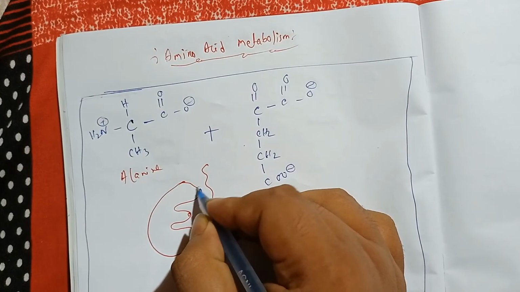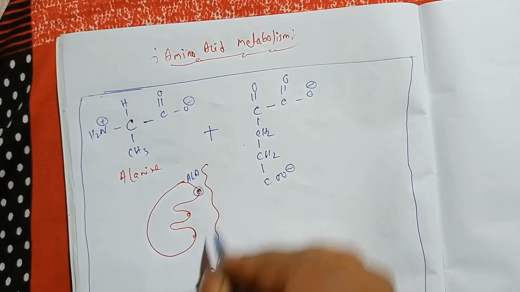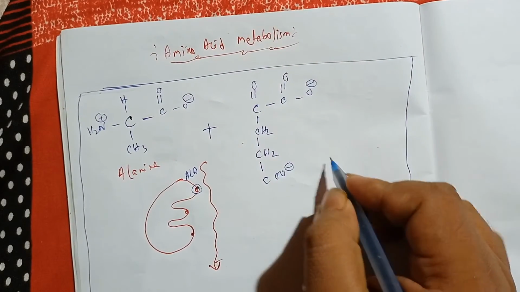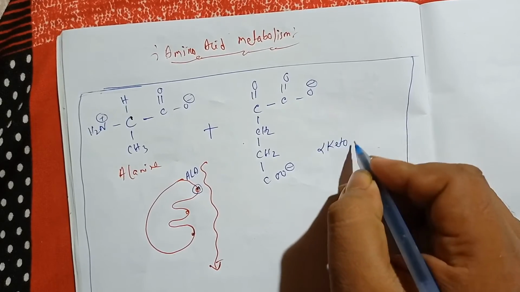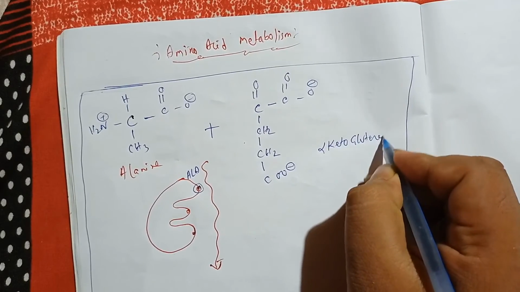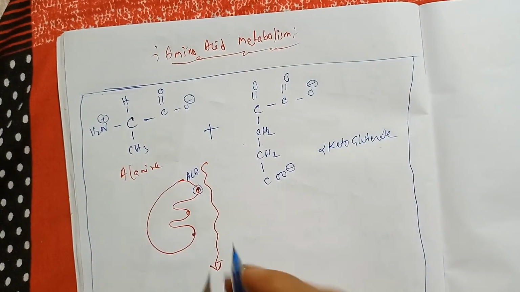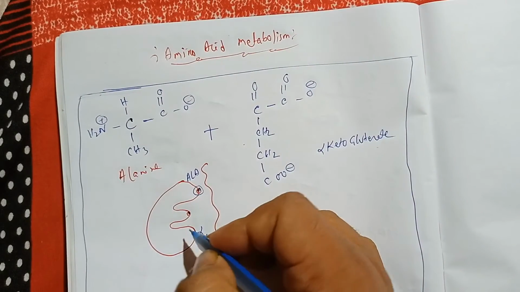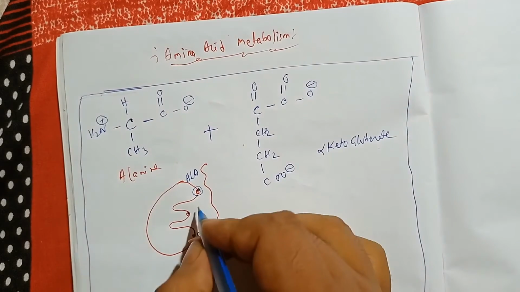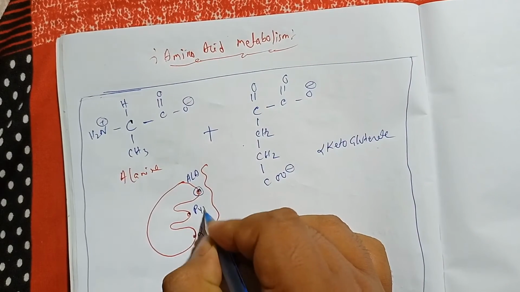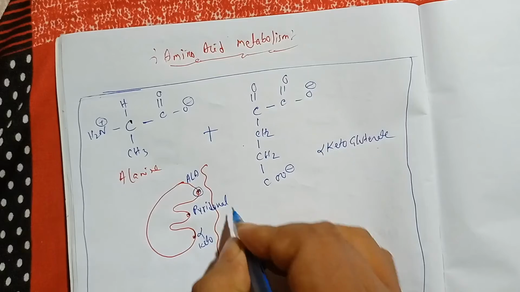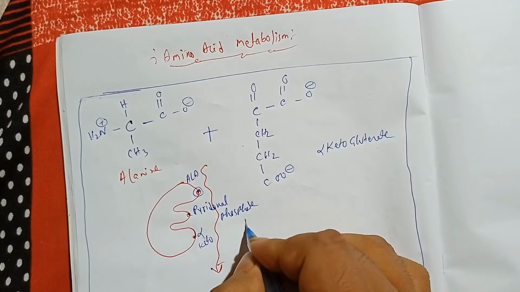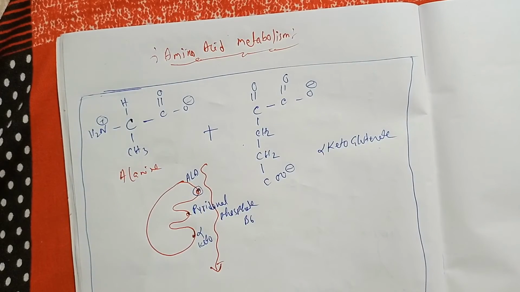Within the first pocket, it will take the alanine. And within the third pocket, first of all, it takes the alpha ketoglutarate. In another pocket there is a Schiff base reagent. What's the name of this? It is pyridoxal phosphate, which is like vitamin B6, a coenzyme cofactor along with the enzyme.